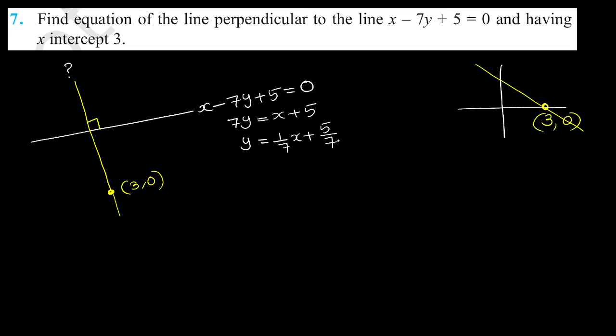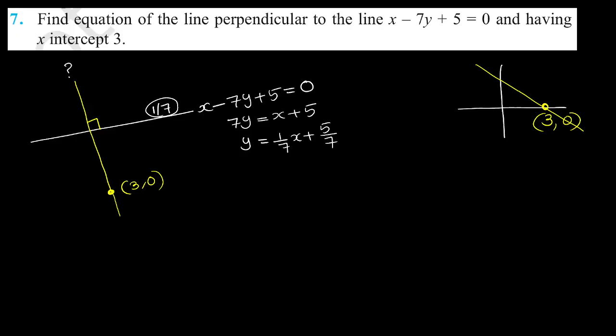To find the slope, the line should be written in the form y equal to mx plus c. So the slope of the given line is 1 by 7. Understood? If the equation is given, express it as y equal to mx plus c, and you will get the slope of the line.